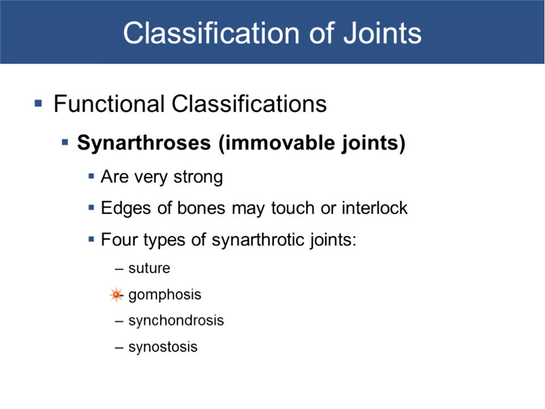Gomphoses are joints where your teeth bind into your mandible or your maxilla, so the bones that make up your jaw, your upper jaw and your lower jaw. Gomphoses are where the teeth will actually bind to those bones.